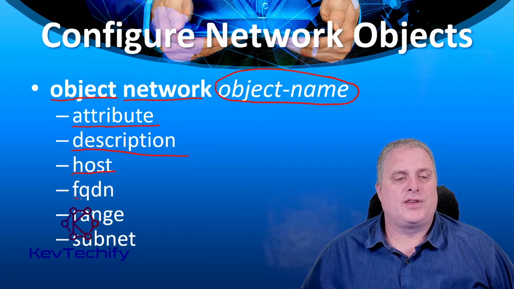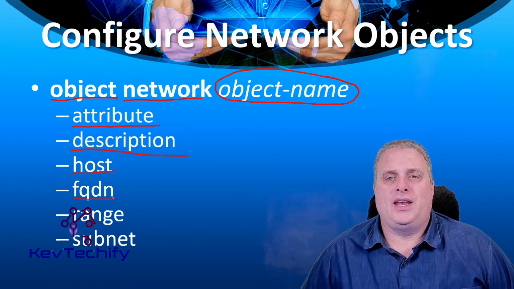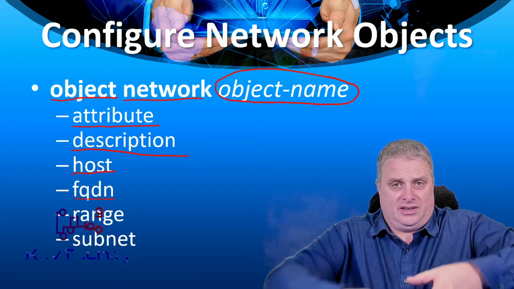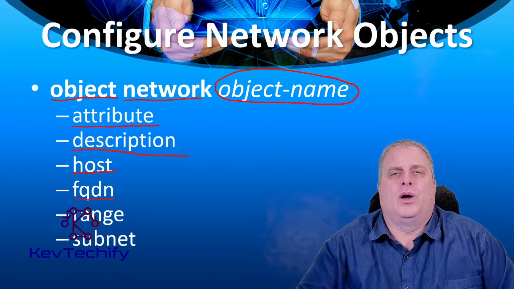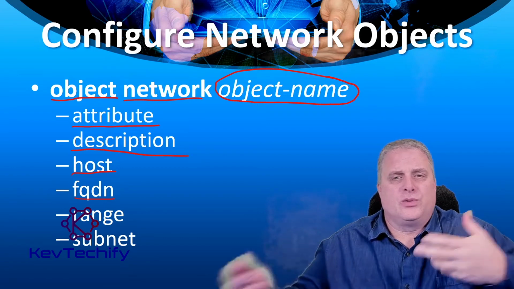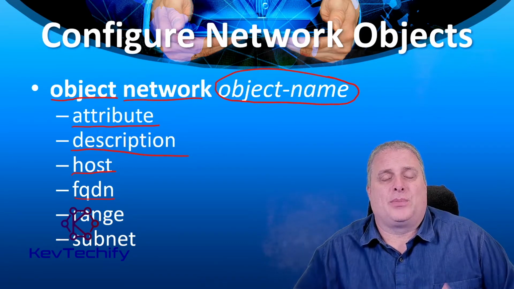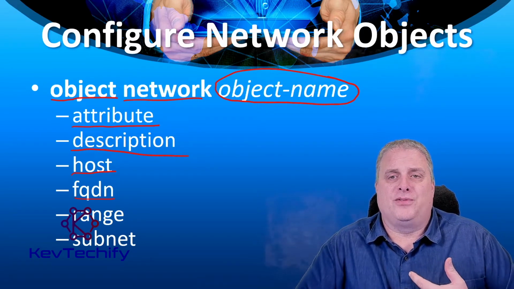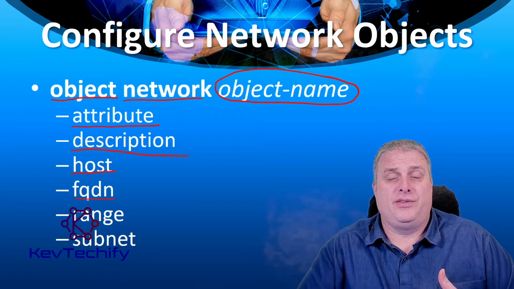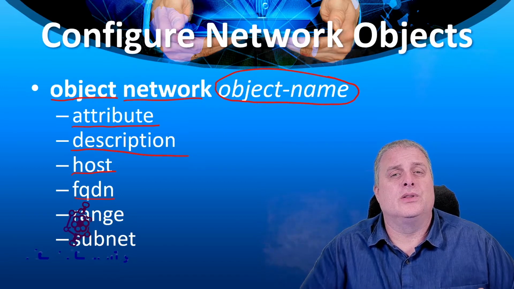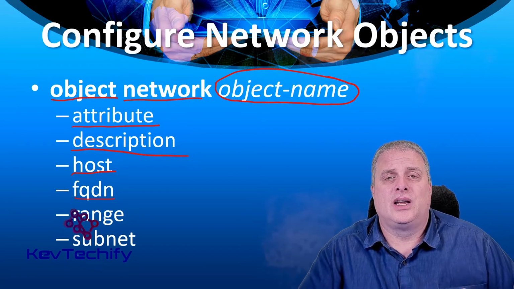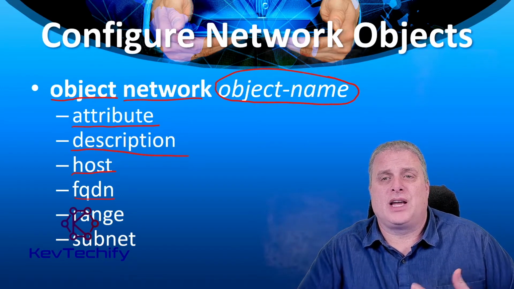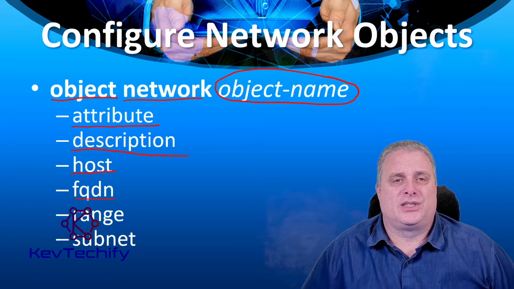Then we have FQDN. A fully qualified domain name is the full address like what you type in a web browser, and this would be like www.example.com. You can also specify v4 to limit the address to an IPv4 address or v6 to limit it to an IPv6 address. If you do not specify an address type, IPv4 is assumed.